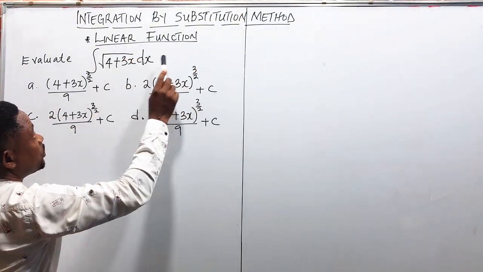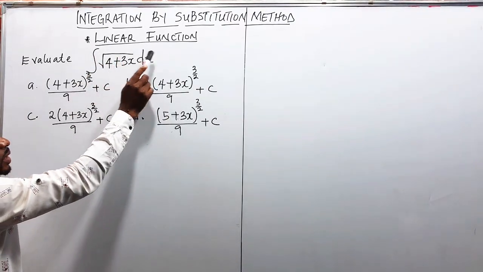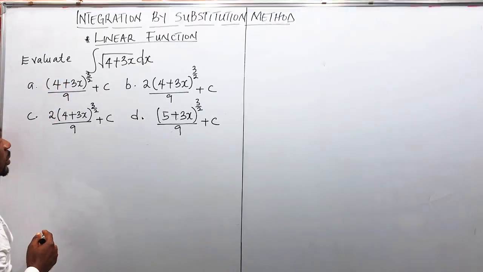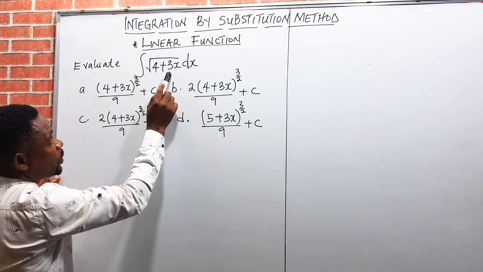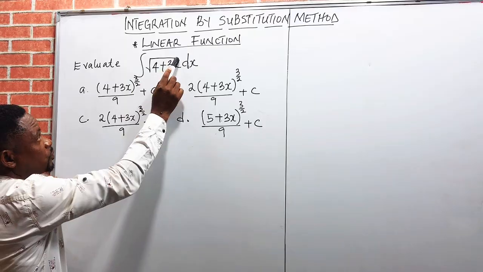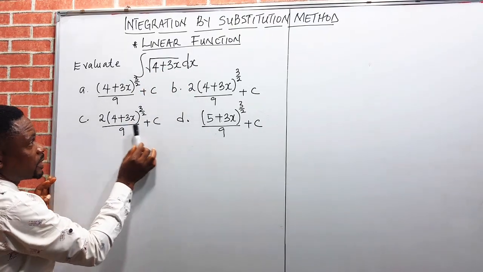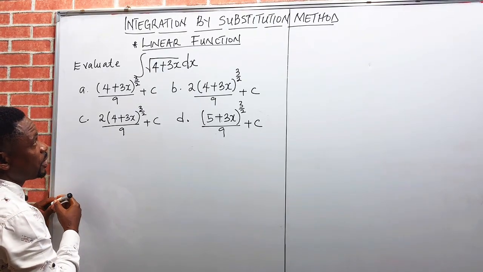Now this question is integration by substitution method, and the first thing we are going to talk about is the one that has to do with linear function. The question says we should evaluate the integral of square root of 4 plus 3x dx. Now, these are the options. What do we do? I want you to observe something here.